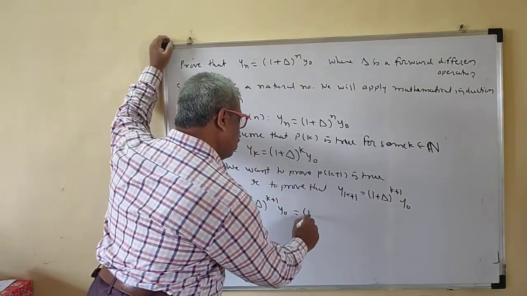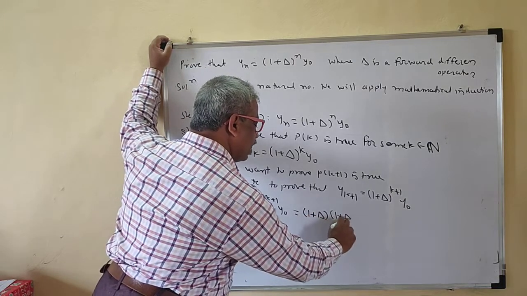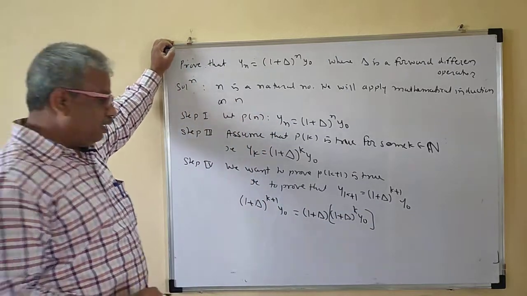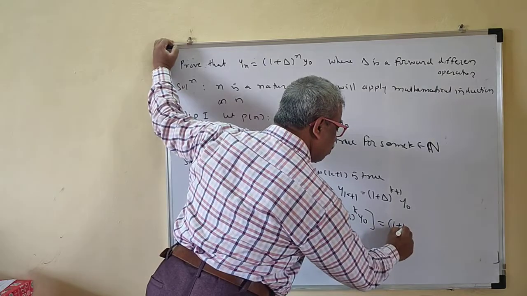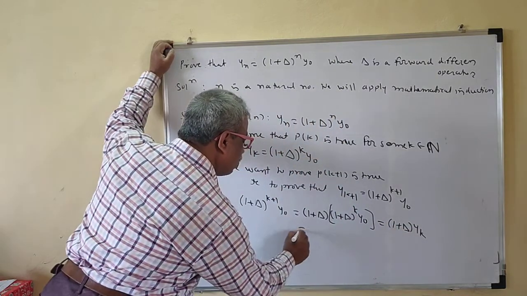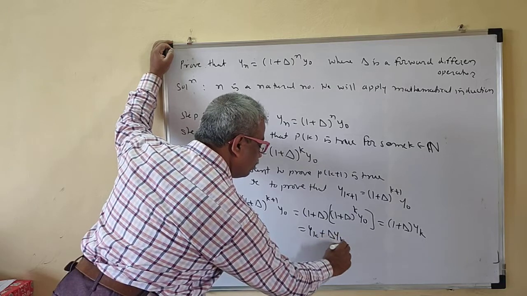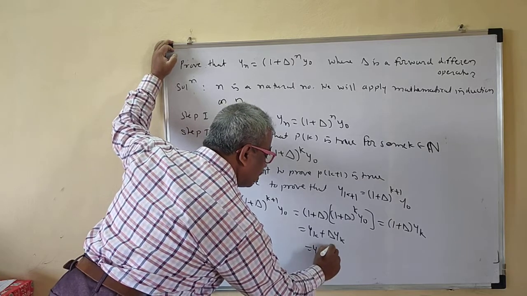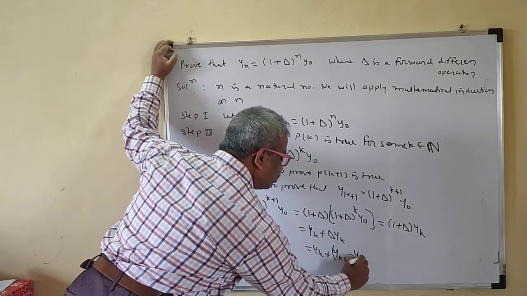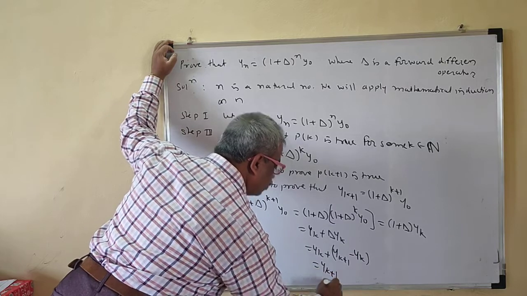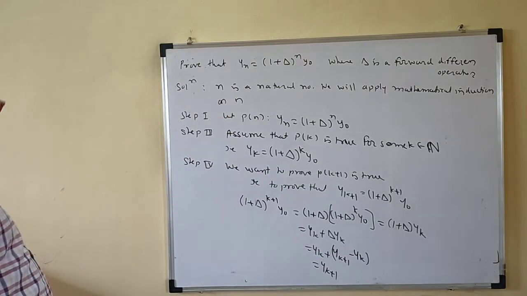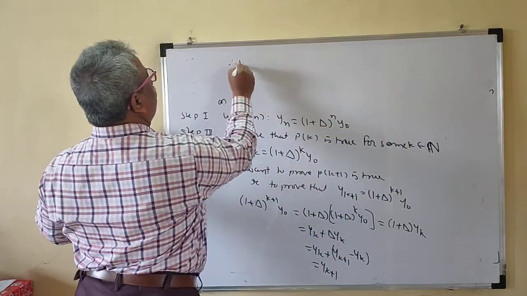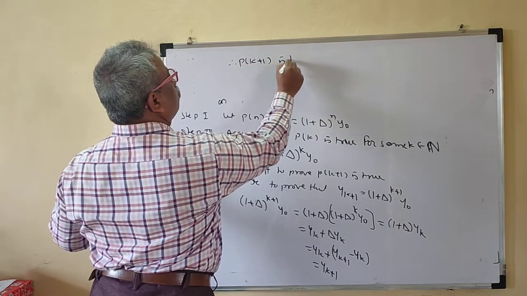Okay. So this is same as what? 1 plus delta to the power k y naught. And we know this value. This will be yk. So this is what? 1 plus delta yk. So this will be yk plus delta yk. And what is this? This is yk plus 1 minus yk, right? And this is yk plus 1. Okay. So therefore Pk plus 1 is true.